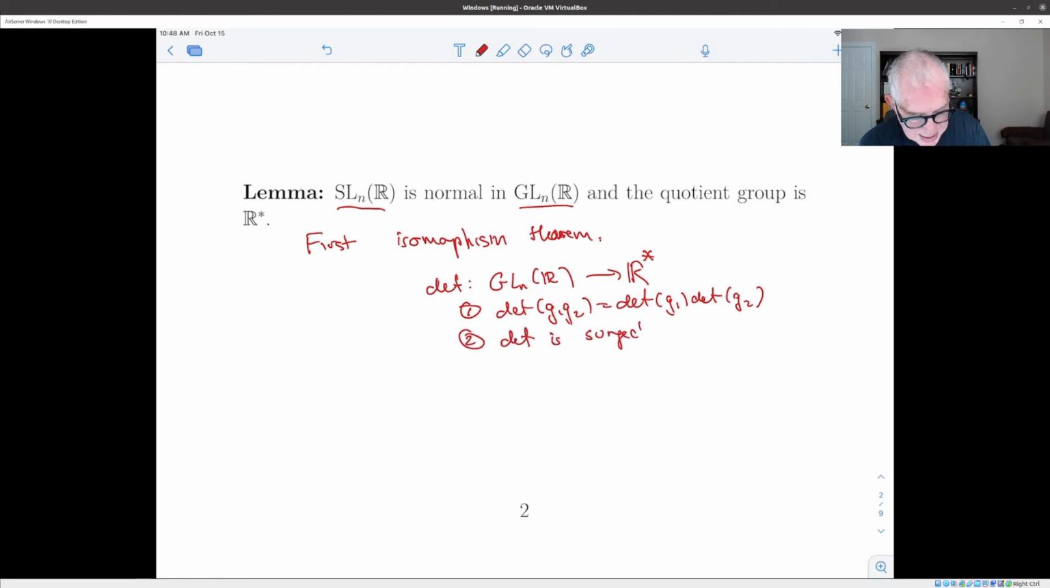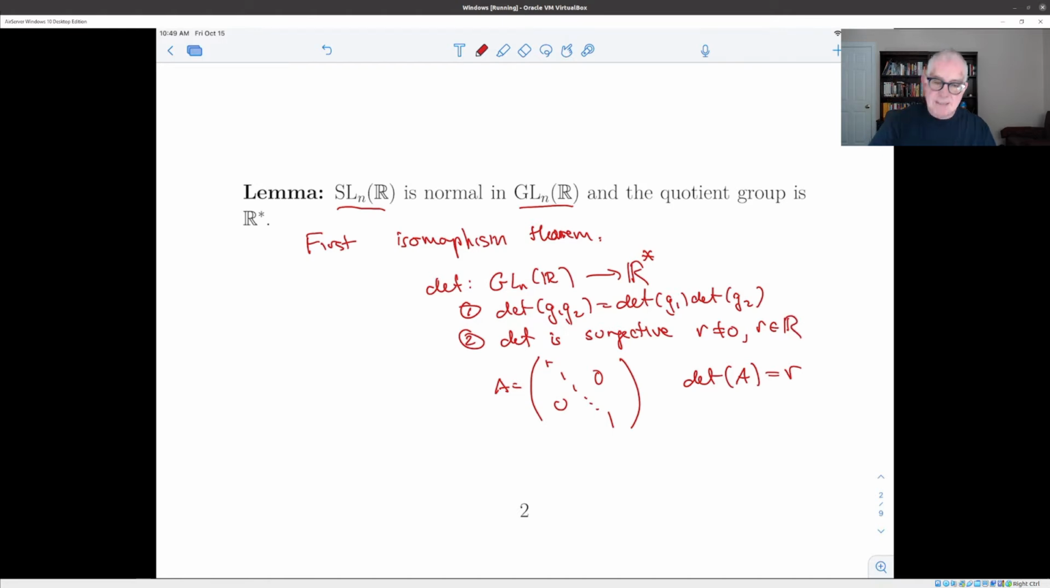And to show that, we just have to prove that we can get any non-zero number as a determinant of a matrix. And we can, because if we take the matrix with entries R, 1, 1, 1, call this our matrix A, then the determinant of A is R. So here, as long as R is not equal to 0 and is an element of R, then we can make it the determinant of a matrix.